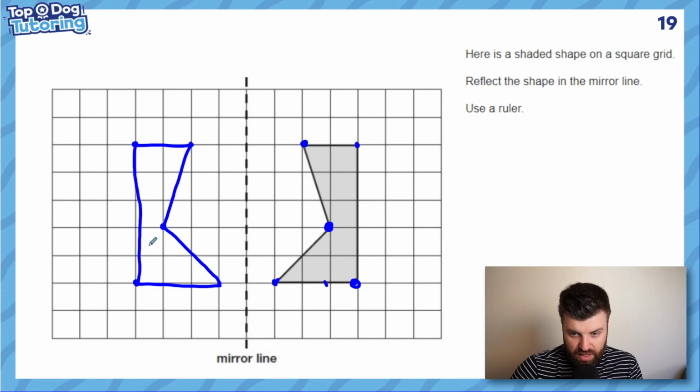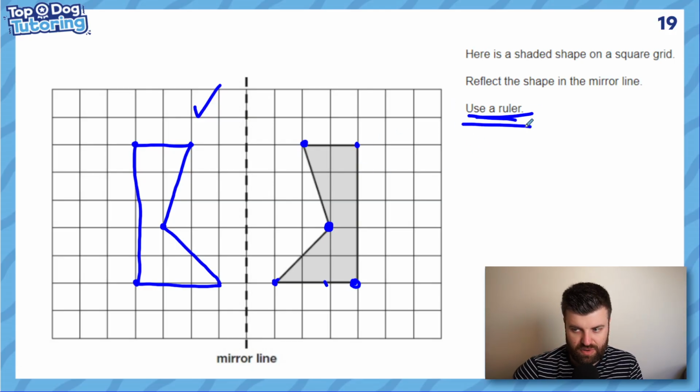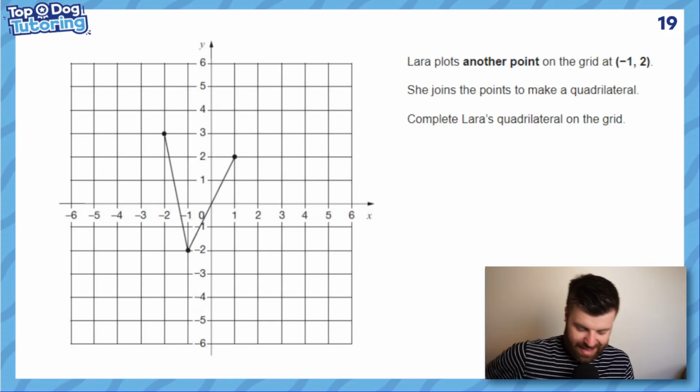You use a ruler. Be much better and neater than mine. But this would get you the mark, because you've been systematic and you go through every single vertex one at a time. Please use a ruler. Don't do what I'm doing and just do it freehand. Use a ruler.